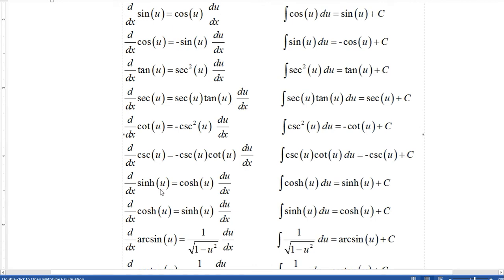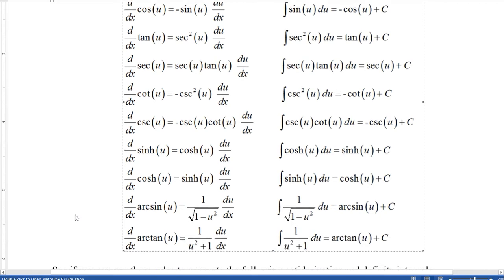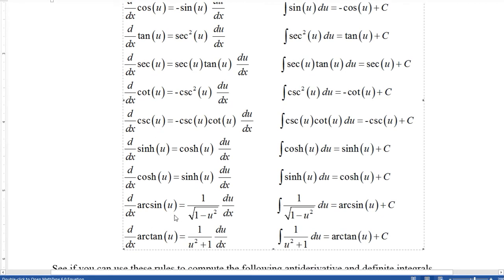Okay, some hyperbolic ones here. Just two basic ones. The derivative of sinh is cosh, so the antiderivative of cosh is sinh. The derivative of cosh is sinh, so the antiderivative of sinh is cosh. And let's not forget a couple of inverse trig functions here.